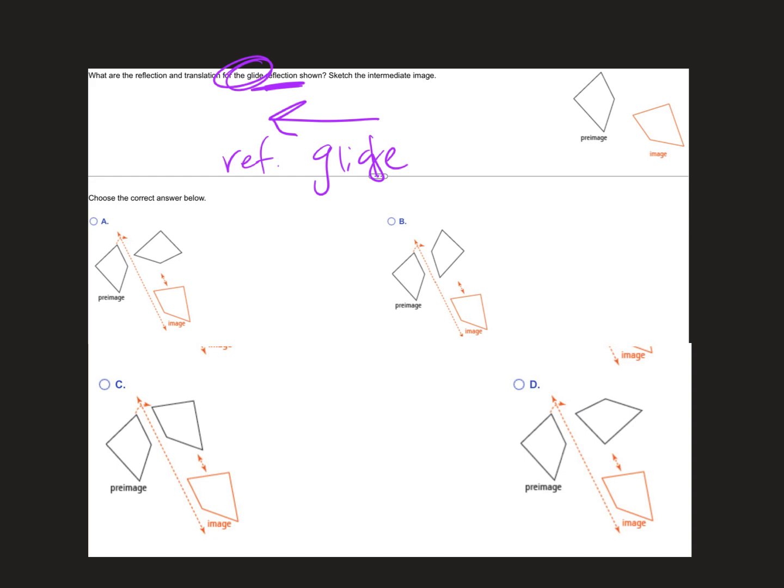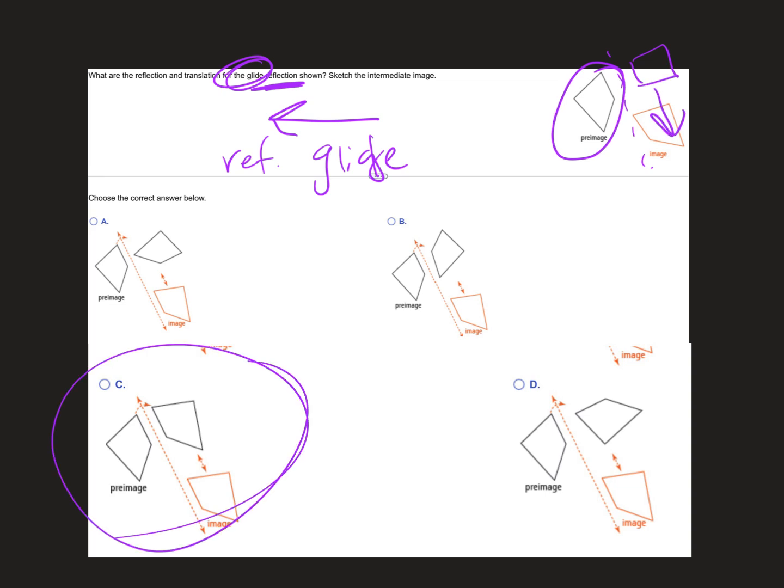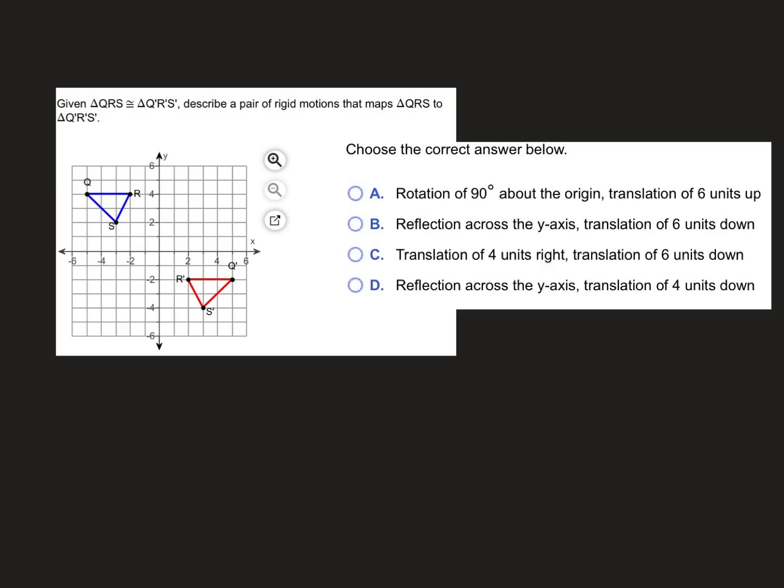So this guy is going to take, here's my pre-image. So first I got to reflect it, so it's going to be over here somewhere, and then I got to glide it. So the one that looks like that for me is letter C. So reflected here, and then a slide down.